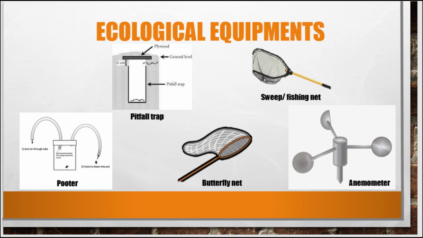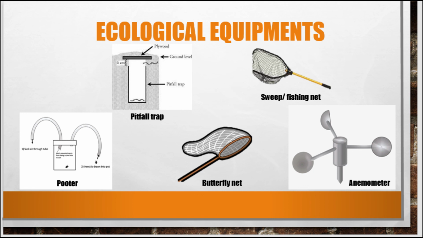We have the wind vane, used for measuring wind direction, photometer for measuring light intensity, anemometer for measuring wind speed, hygrometer for measuring relative humidity, then thermometer for measuring temperature, then the rain gauge for measuring the amount of rainfall.